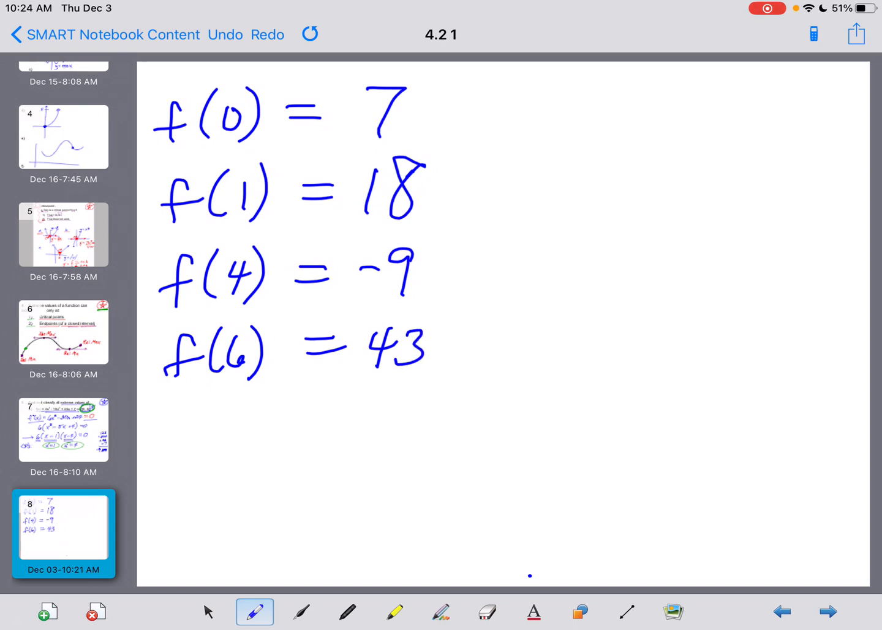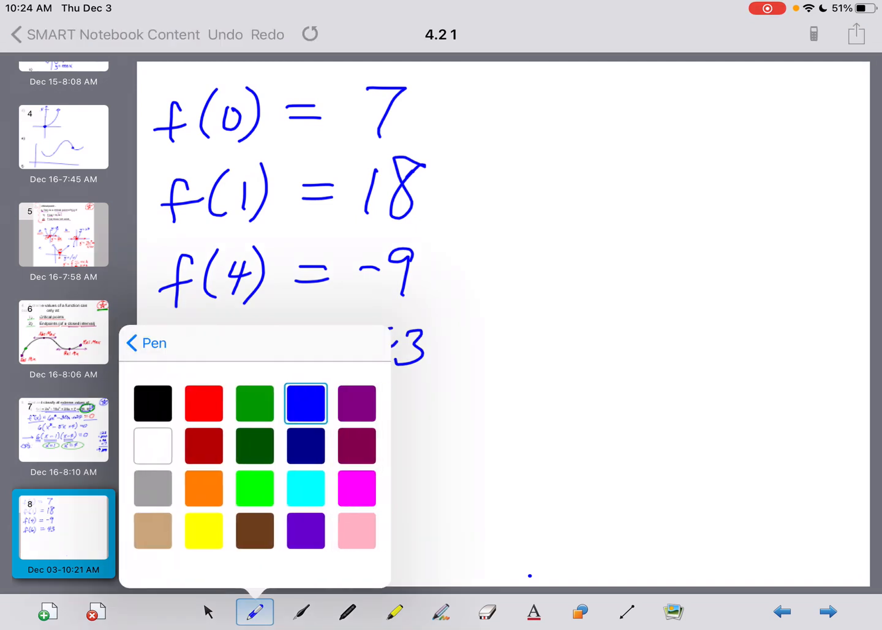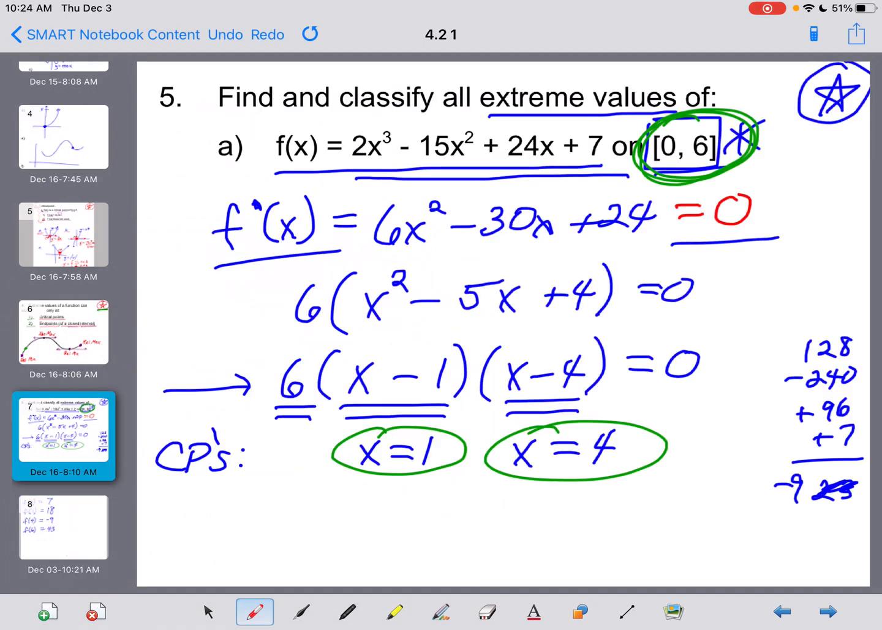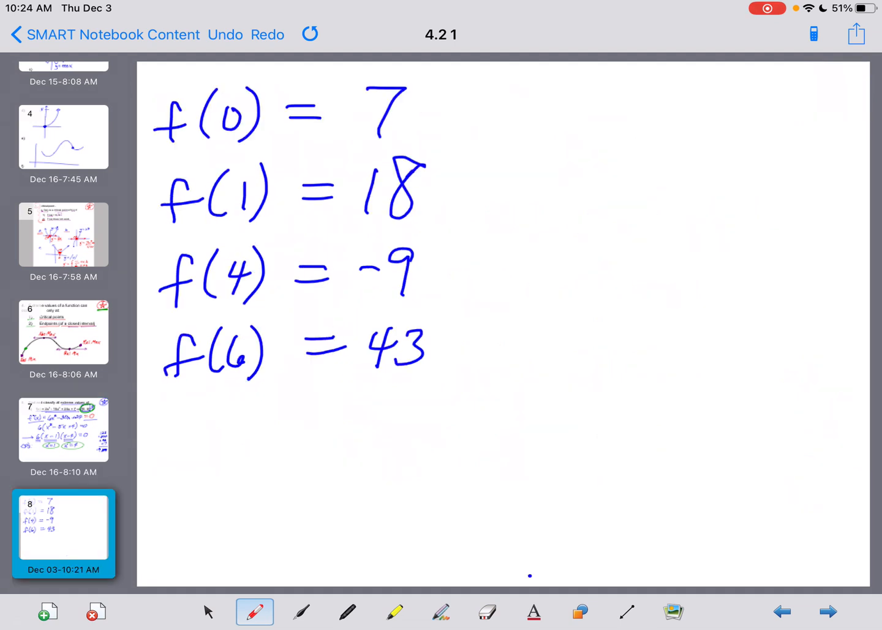Okay, so now that we have figured out all of the y values that occur at the only 4 points where extreme values could potentially occur, we're ready to make our distinction. Notice the problem said find and classify all extreme values. So I'm going to start, as I always do, with the absolute maximum. The biggest y value we are ever going to get here is 43. So that value there is your absolute max.